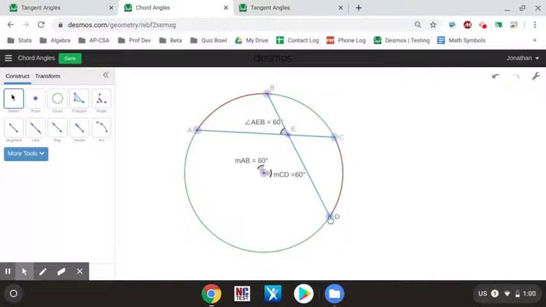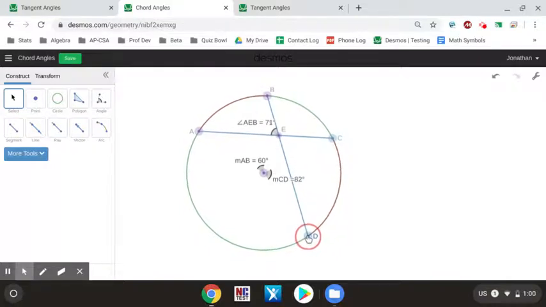If I continue to make this arc bigger, maybe I make it close to 80 degrees. You notice that gives me 80 and 70. The average of 80 and 70 is 60. You might say, well, does it always have to be 60?